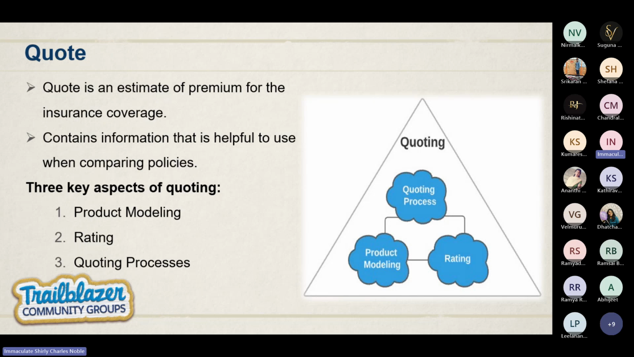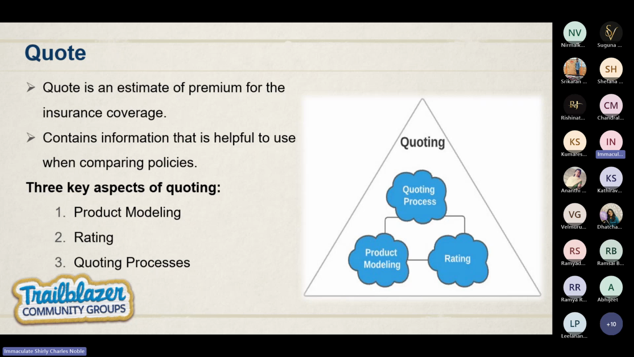The main three key aspects of quoting are product modeling, rating, and quoting process. Product modeling is nothing but the product that they are purchasing, that is the insurance that they are purchasing. Rating is the amount calculation. So what is the amount for that insurance? How much will it cost? That is the rating process.